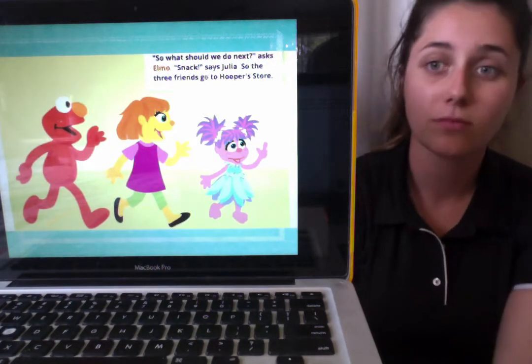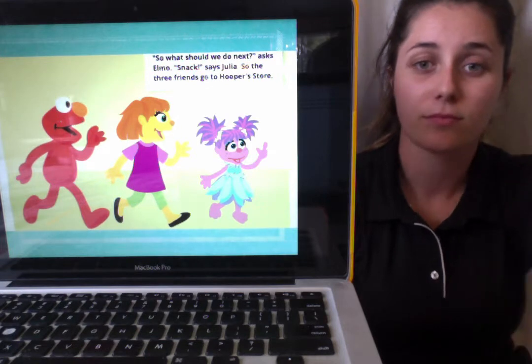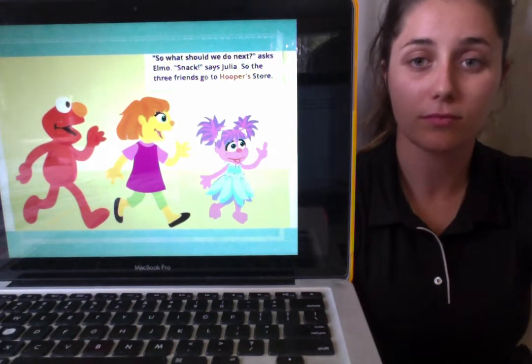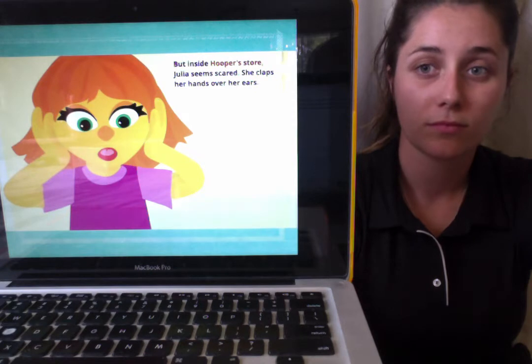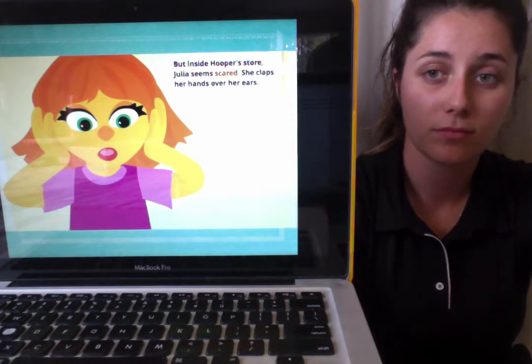Asks Elmo. Snack, says Julia. So the three friends go to Hooper's store. But inside Hooper's store, Julia seems scared. She claps her hands over her ears.